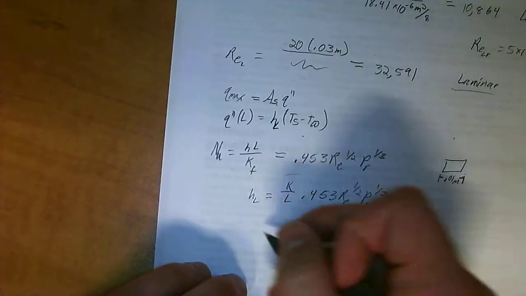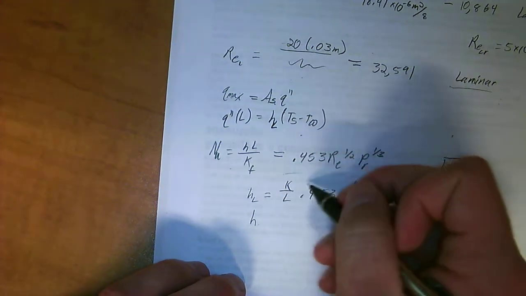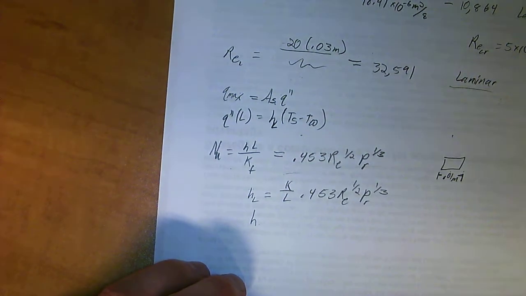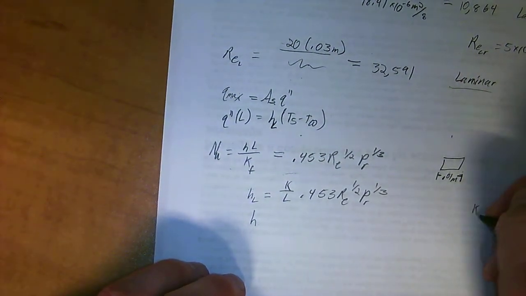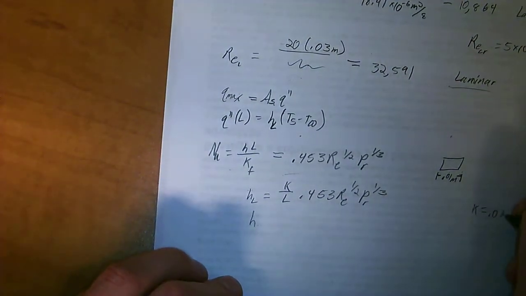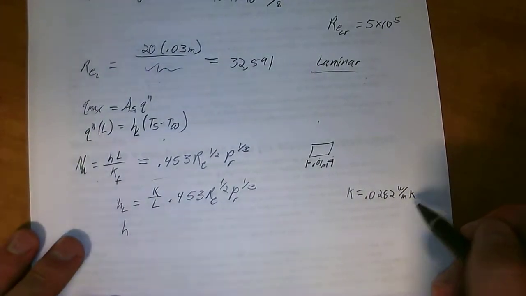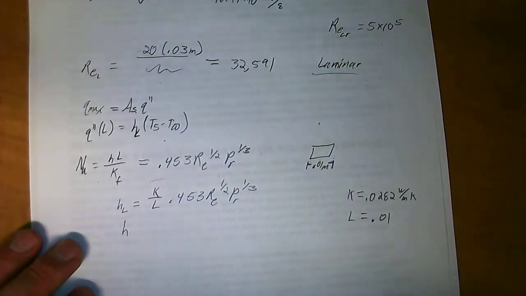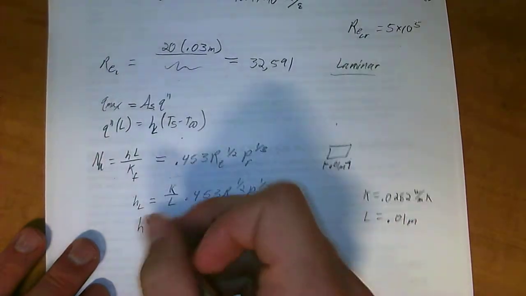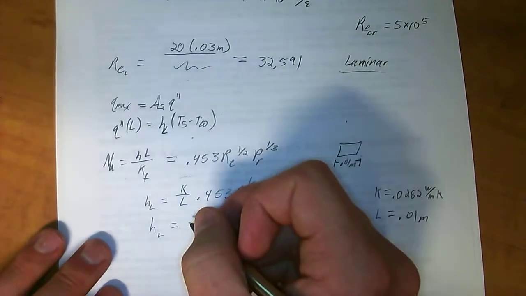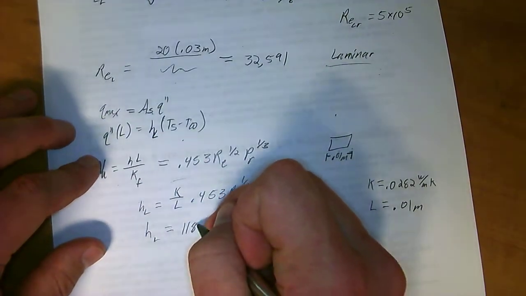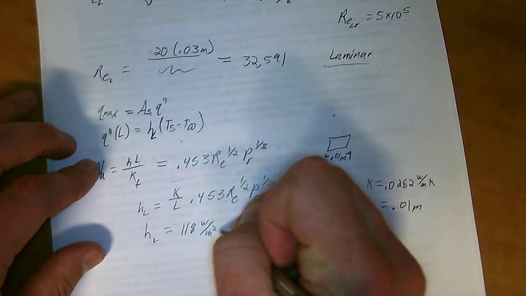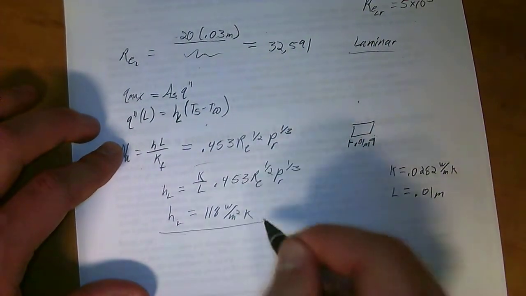Okay, if you do this calculation, you'll end up with K. We were given the values of K up at the top. I established those already. K is equal to 0.0282 watts per meter Kelvin. And then length, as I said, is 0.01 meters. Okay, and if you figure that out, then you get H equal to 118 watts per meter squared Kelvin. So that's your H bar.